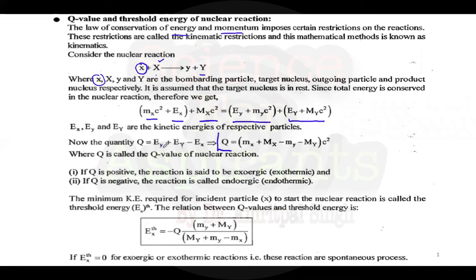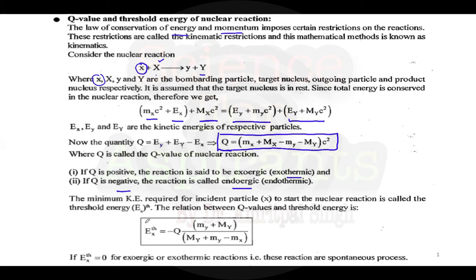So here it is Ey plus Ex minus Ex. You can see that this is equal to the masses of the parent and daughter nuclei. And depending upon the Q value of this nuclear reaction, if the Q value is positive, what does it mean? It is said to be exothermic, meaning energy is being released from this nuclear reaction. If Q is negative, then the reaction is known as an endothermic reaction.